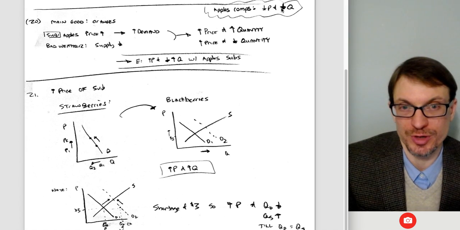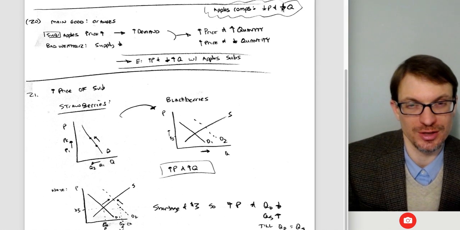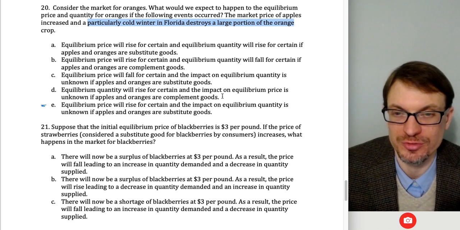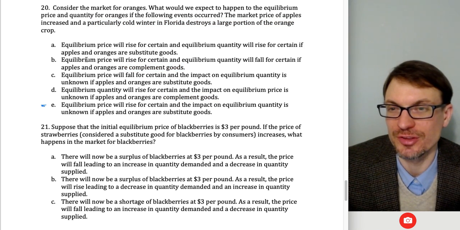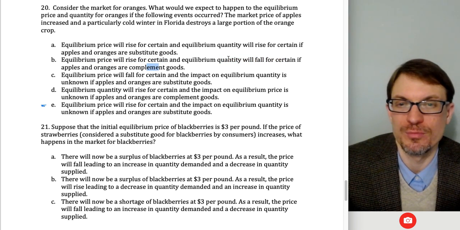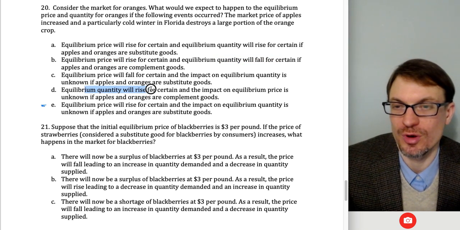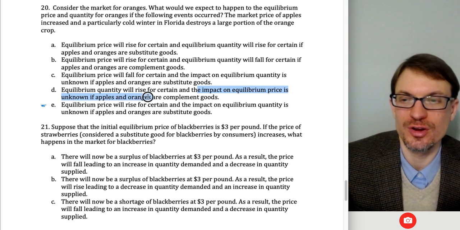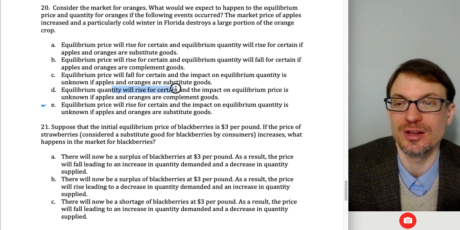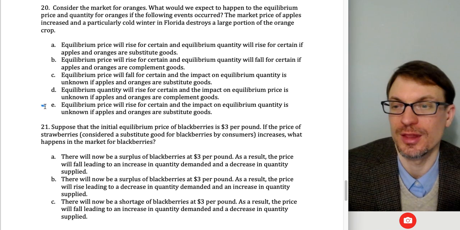If apples are complements, we're going to get a leftward shift of demand. That'll give us a decrease in quantity. So if apples are complements, either way, we're getting a decrease in quantity, and we could get price rising or falling. Well, it turns out that wasn't among the choices, because for the ones where apples are complements, it tells us price will rise for certain and quantity will fall for certain. Nope, because we know quantity falls, but price could rise or fall. And in this one, it says quantity will rise for certain. No. Impact on price is unknown. Yeah, the impact on price is unknown, but if apples and oranges are complements, we needed quantity to fall for certain. So that's how we discount B and D, and that's how we zero in on A.